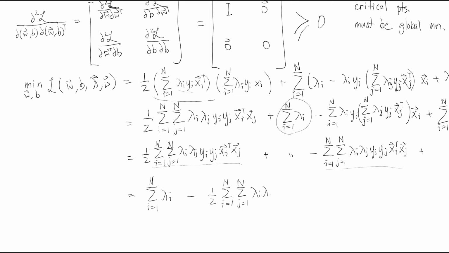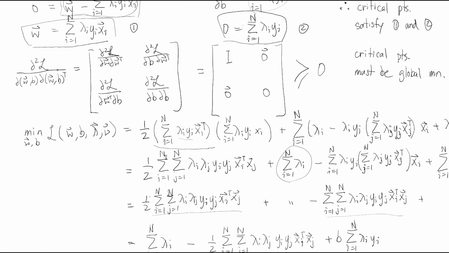Lambda i, lambda j, yi, yj, xi transpose xj. Okay, and then finally plus b, so b doesn't have an index, times the summation of lambda i, yi. And for this last part, we're going to be using equation 2. We know that lambda i, yi summing over all of that gives you 0. So this whole thing becomes 0.